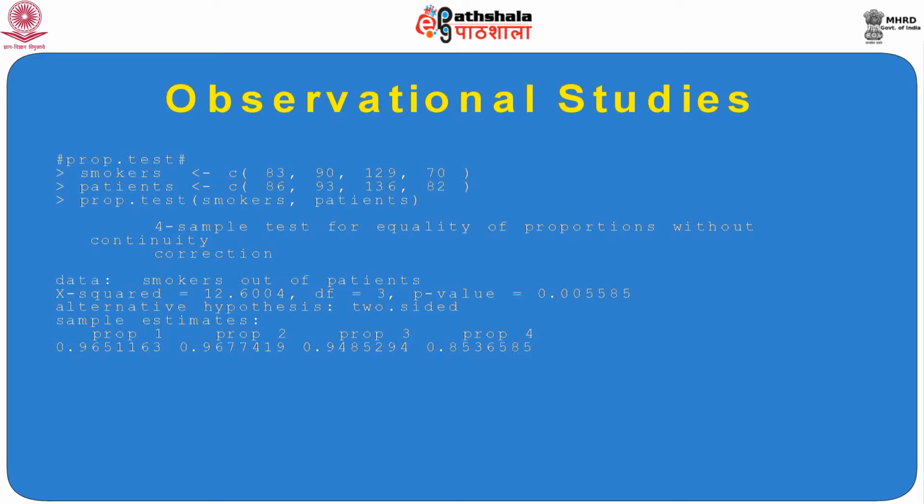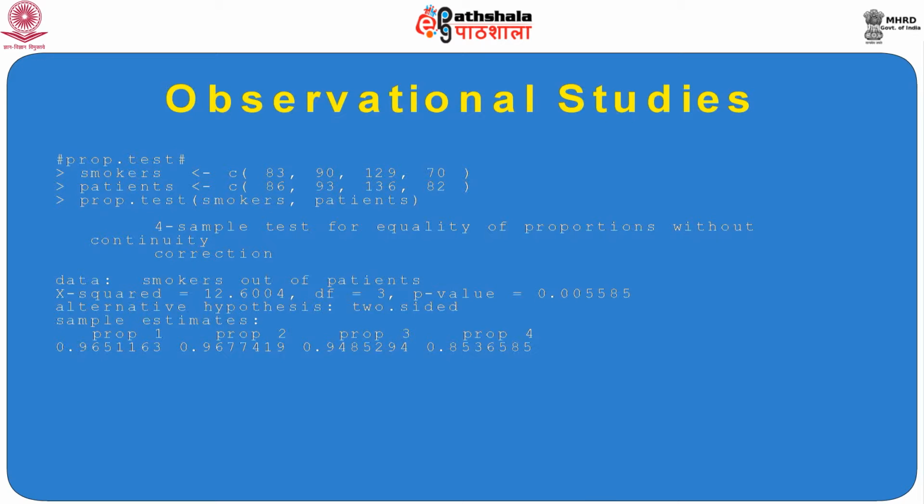So out of these patients, 86, 83 were smokers. From 93, 90 were smokers. From 136, 129 were smokers, and out of 82, 70 patients were smokers. So the hypothesis is that these four proportions, that is 83 out of 86, 90 out of 93, 129 out of 137 and 70 out of 82, are equal or not. So this is our hypothesis.